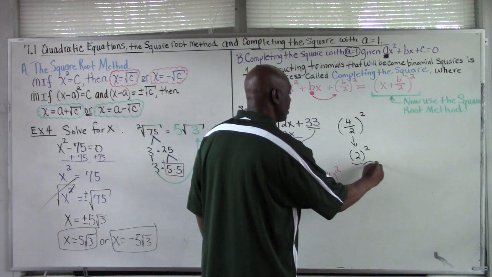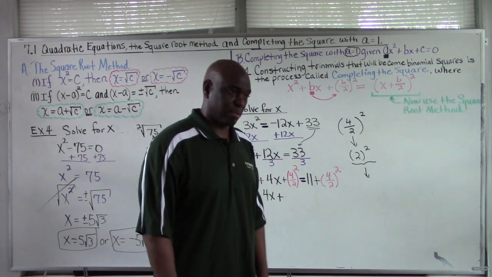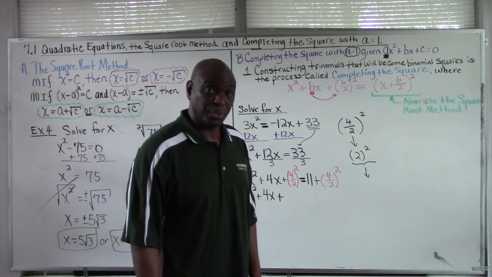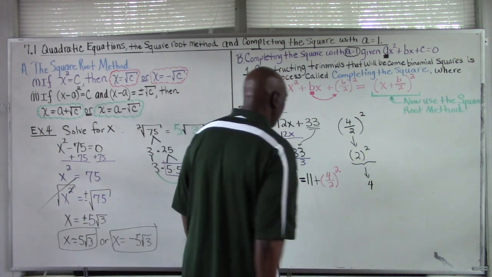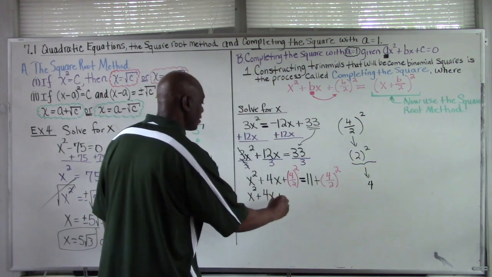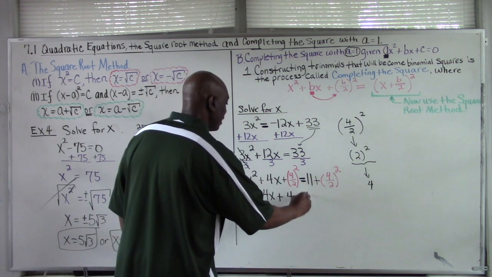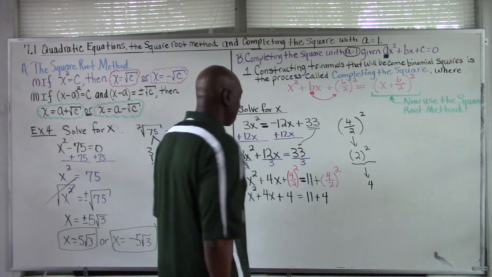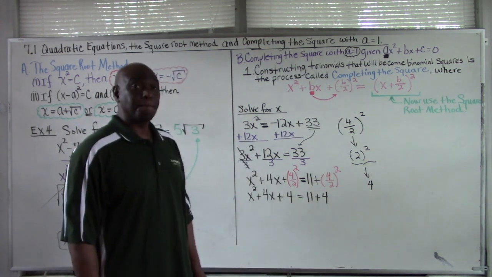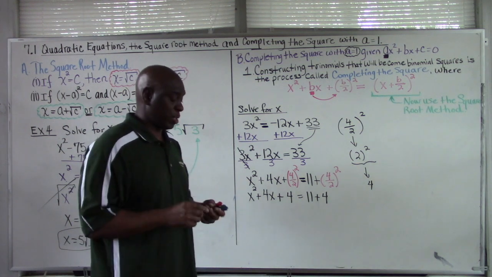Okay, now do this piece. Does anyone know what 2 squared is? That means 2 times 2. Good. It's 4. So I'm going to go back here and I'm going to write this plus 4. And this is going to equal 11 plus 4. Okay? Now, here we go.